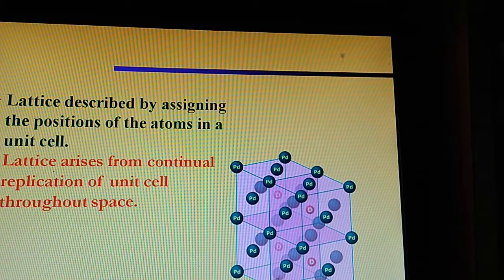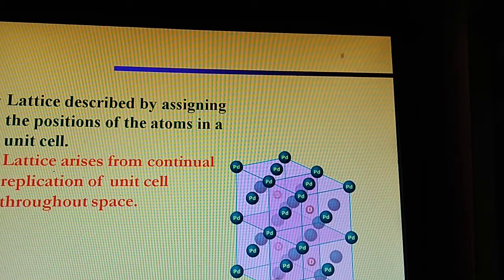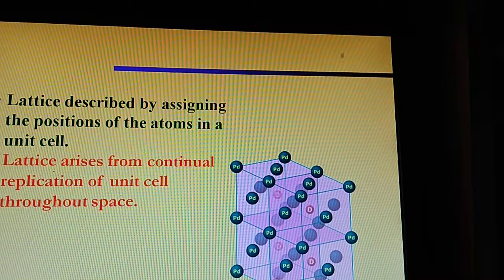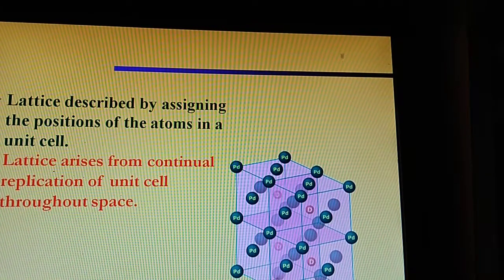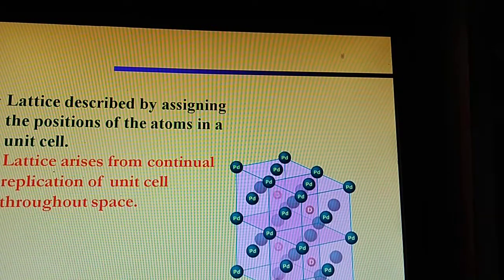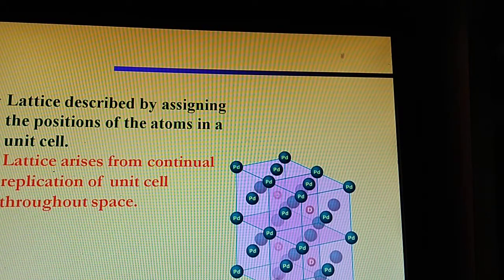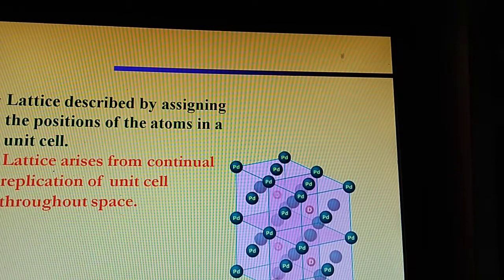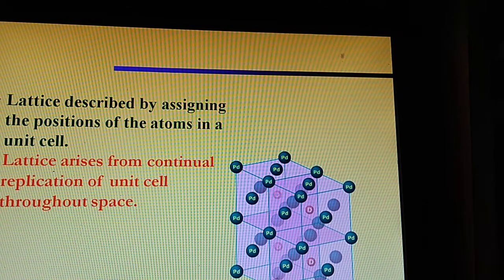To understand the importance of the unit cell, let us consider only one of them. It is apparent that under the action of the translation operation, the crystal and the lattice arise from the continual replication of that unit cell throughout space. In this way, lattice plus basis forms the crystal structure, so that the distinction between a lattice and a crystal structure becomes very easy.